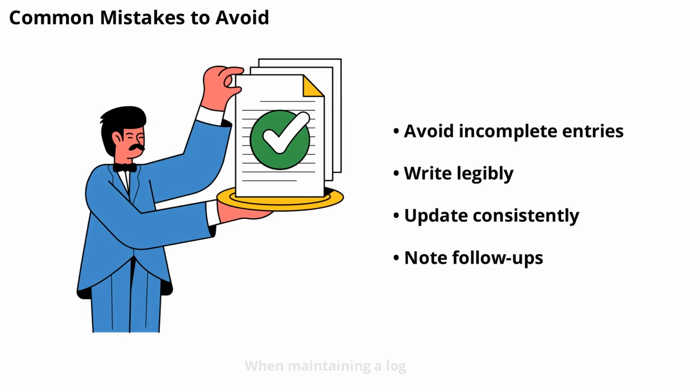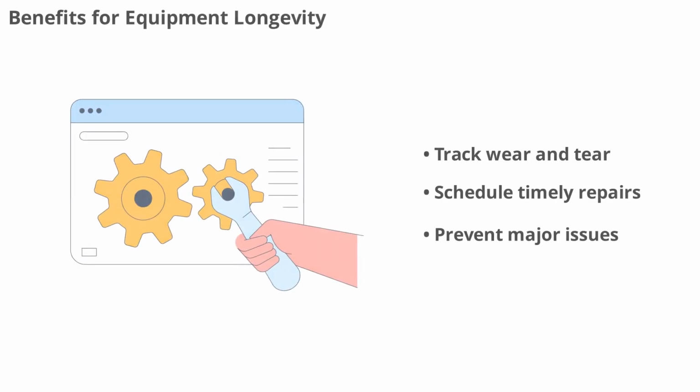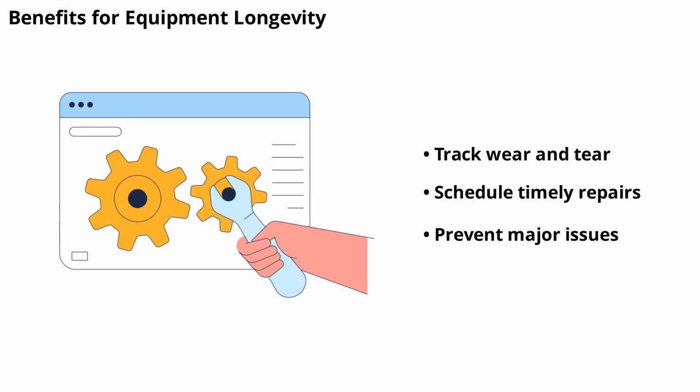When maintaining a log, there are a few common mistakes to watch out for. These include incomplete entries, illegible handwriting for paper logs, forgetting to update after each task, and failing to note follow-up actions. Avoiding these pitfalls will help keep your maintenance log accurate and reliable, ensuring it serves its intended purpose. A well-maintained log can significantly extend the lifespan of your equipment.